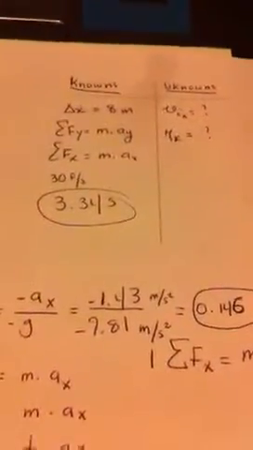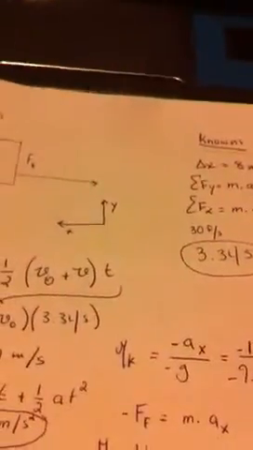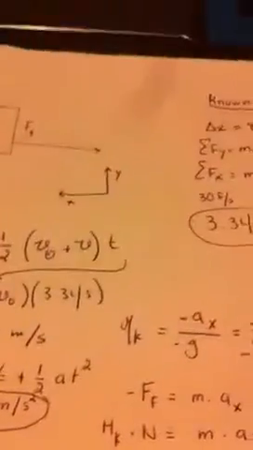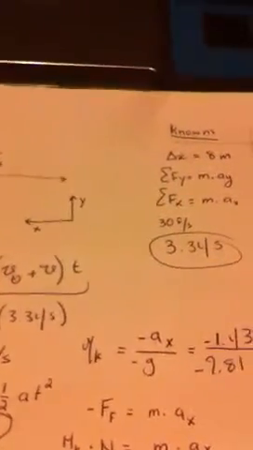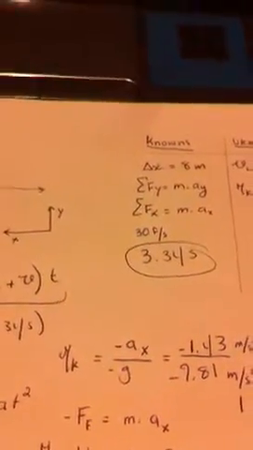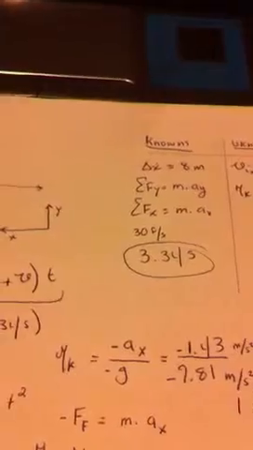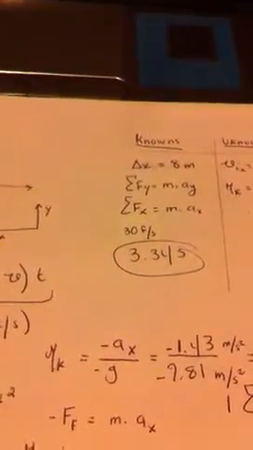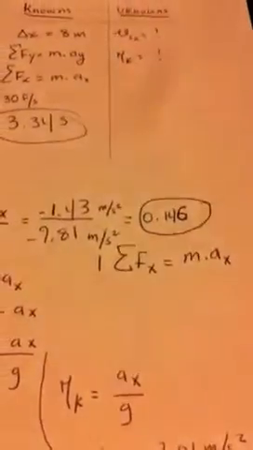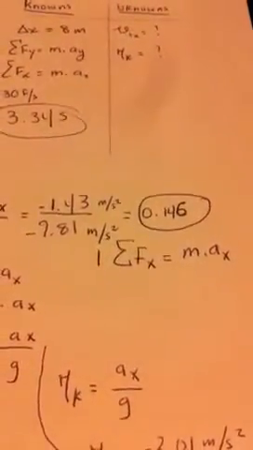So just to recap, we started with our free body diagram and set up the coordinate system, the y and x coordinate system. We applied Newton's second law of the sum of forces equaling mass times acceleration in both coordinates, and eventually when we crunch the numbers, we get that the coefficient is 0.146.